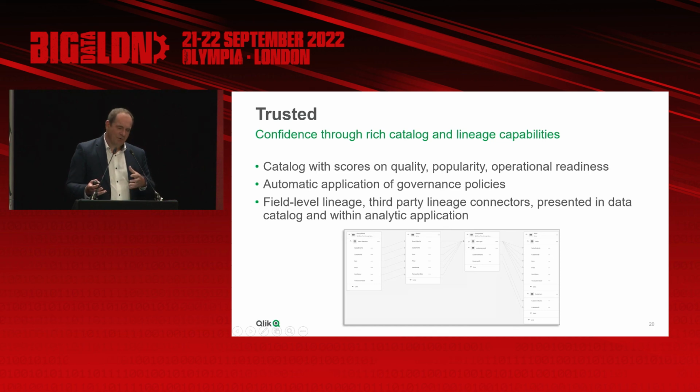So I mentioned with a catalog, as you bring data in, it will give you scores around the data quality. Does it need more work? Or is it good enough to go? And once you have deployed it, you can start seeing how popular it is, how well used it is. So really giving you a better idea in terms of how operationally ready it is.